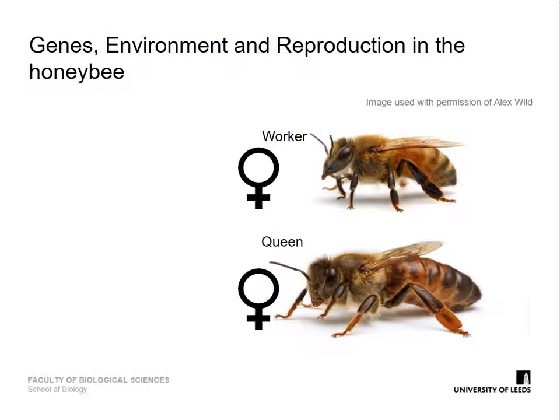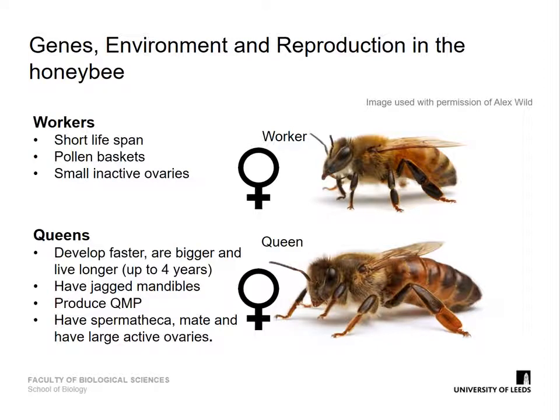All of the rest of the bees in the colony are worker bees. They're also female, but they can't reproduce. And those worker bees, it's their job to look after the queen and to look after all of those eggs and larvae that she has laid. So to look after all of her offspring. So workers have relatively short lives. They live for about 4 to 6 weeks. They have pollen baskets on their hind legs that they use to pack the pollen in when they're out foraging, and they have small inactive ovaries.